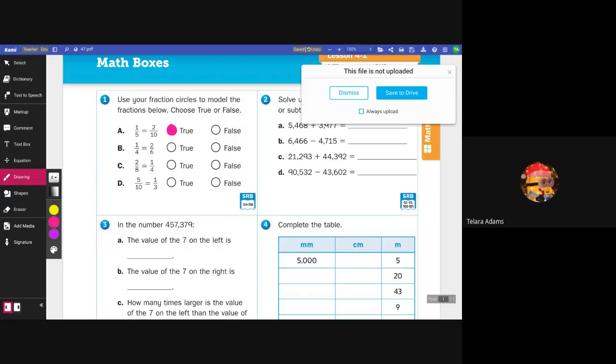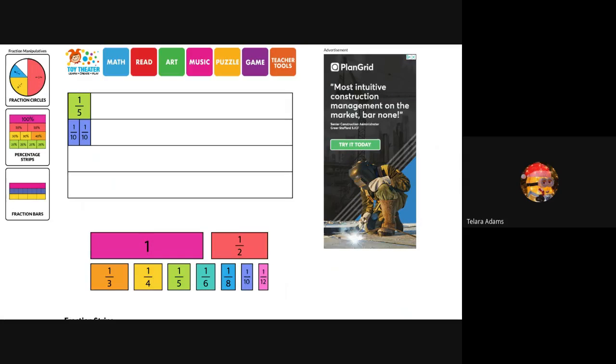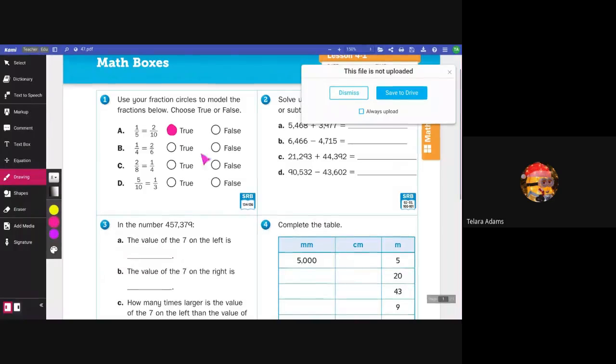Let's keep going. Looking at the second problem, 1/4 equals 2/6. Let's go back to our fraction circles. I'm going to clear that off. 1/4 and 2/6. There's 1/6 and there's 2. Is that equal? No, we can see that 2/6 is greater. It's taking up more of the shaded area. So this time, I'm going to clearly mark false.